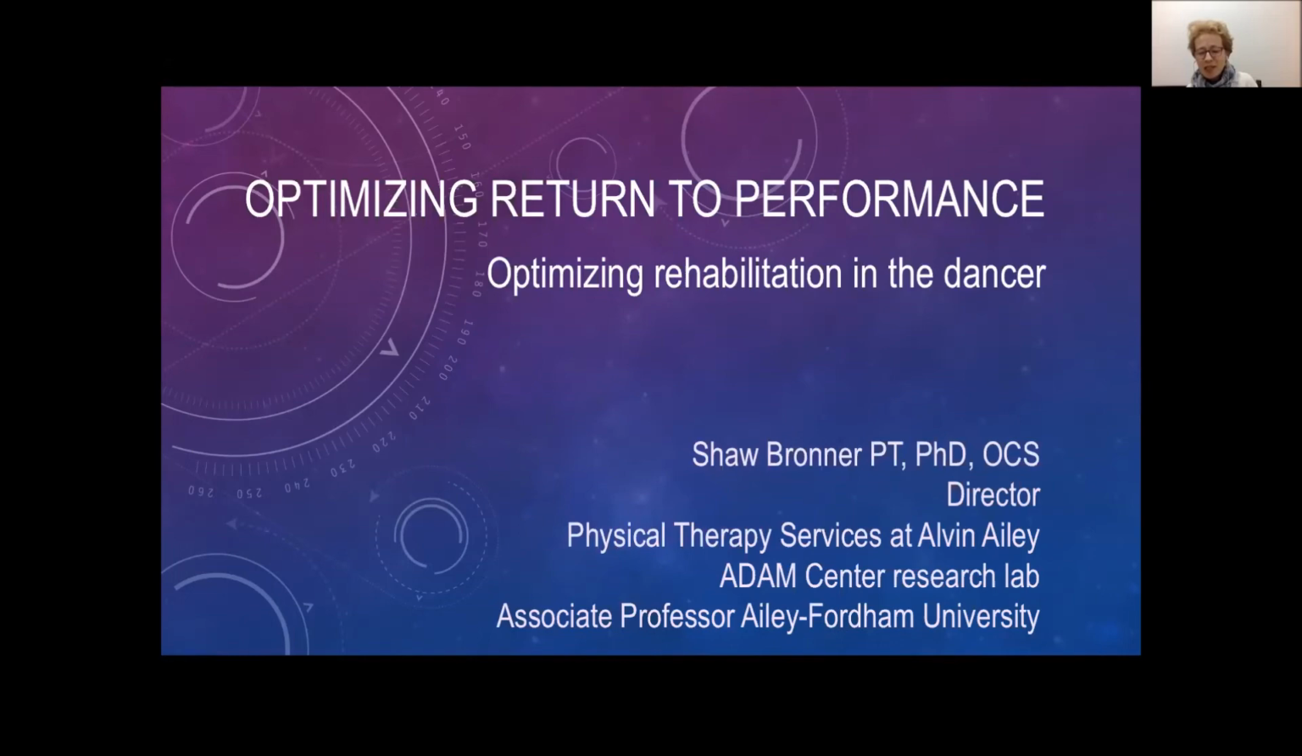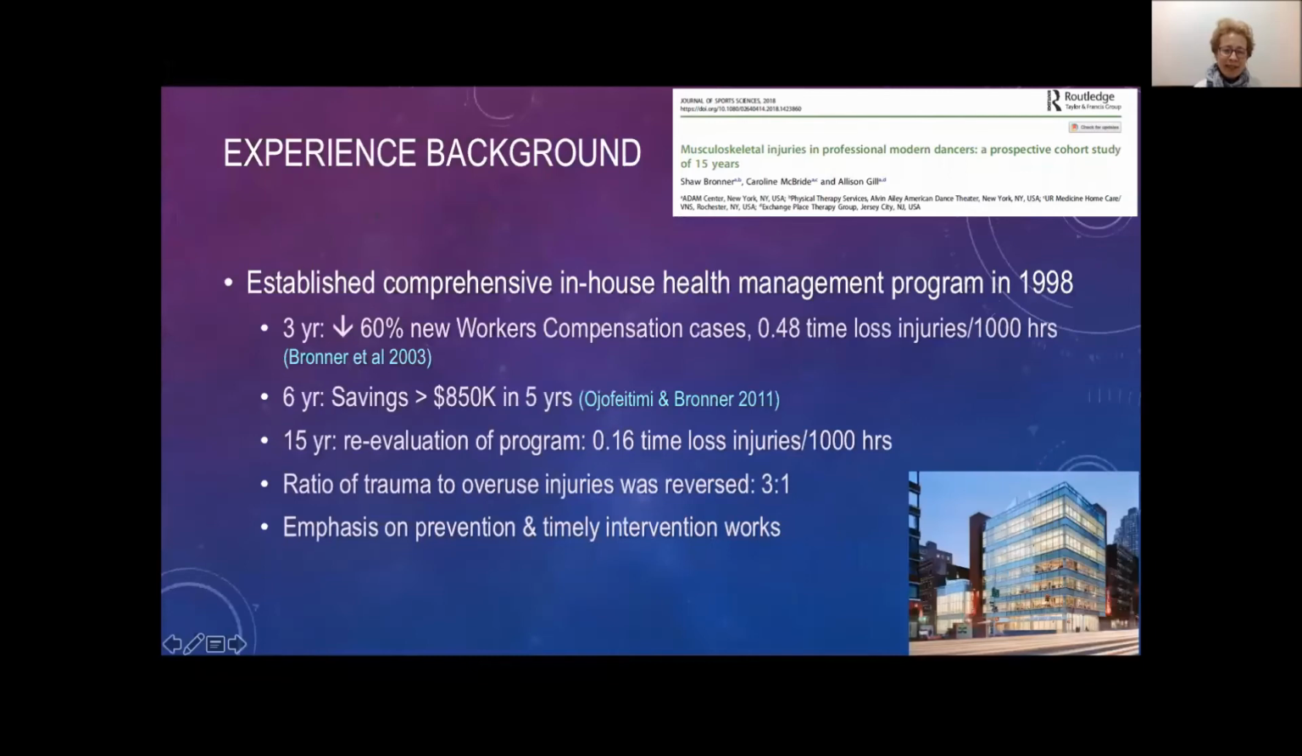I work at Alvin Ailey, and I established a comprehensive in-house health management program in 1998. We have a comprehensive surveillance system. We do preseason screening. We do immediate triage and treatment. Over the first three-year period, we were able to decrease our new workers' compensation cases by 60%. At 6 years, we demonstrated over $850,000 in savings, and that was separate from the healthcare costs.